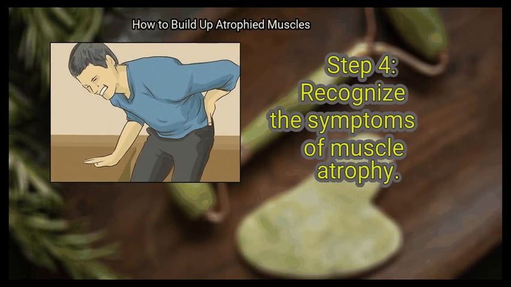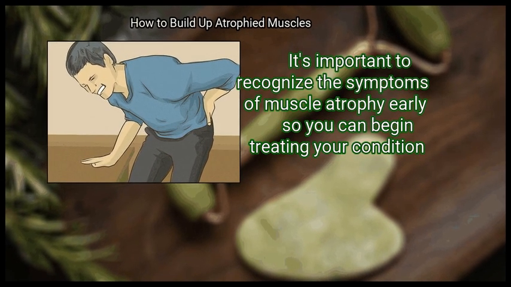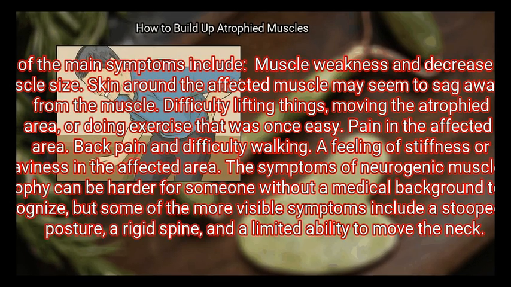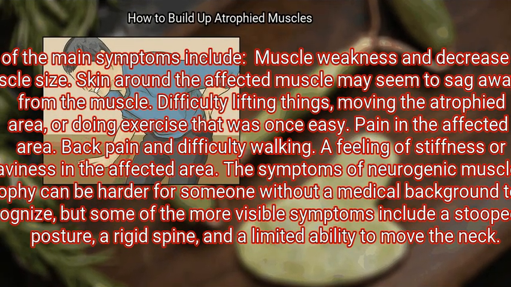Step 4. Recognize the symptoms of muscle atrophy. It's important to recognize the symptoms of muscle atrophy early so you can begin treating your condition. Some of the main symptoms include muscle weakness and decrease in muscle size. Skin around the affected muscle may seem to sag away from the muscle. Difficulty lifting things, moving the atrophied area, or doing exercise that was once easy. Pain in the affected area, back pain and difficulty walking. A feeling of stiffness or heaviness in the affected area.